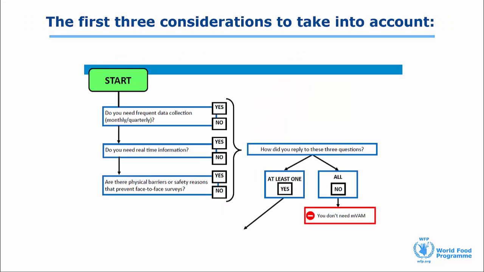The first three considerations to take into account when deciding whether or not to use remote data collection are: 1. Do you need frequent, regular data, weekly, monthly, or quarterly? 2. Do you need real-time information? And 3. Are there physical barriers or safety reasons that prevent face-to-face surveys?